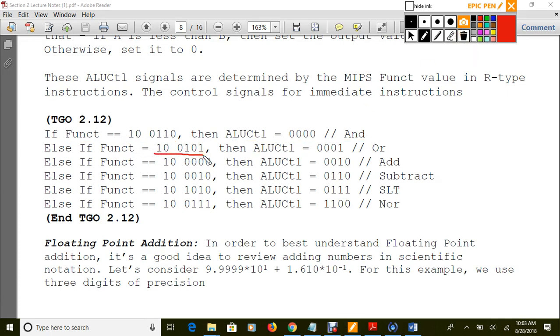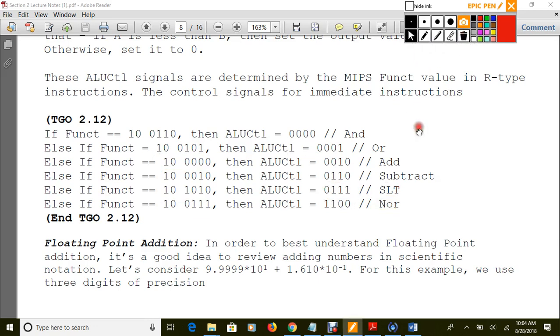25 hex, or 100101, then the ALU control is going to be 0001. 20 hex is going to be add. 22 hex is going to be subtraction. 2B hex is going to be SLT, set less than, and then 27 hex is NOR.